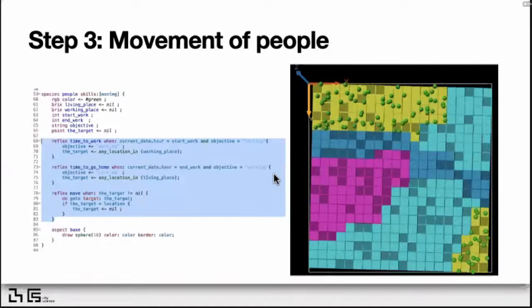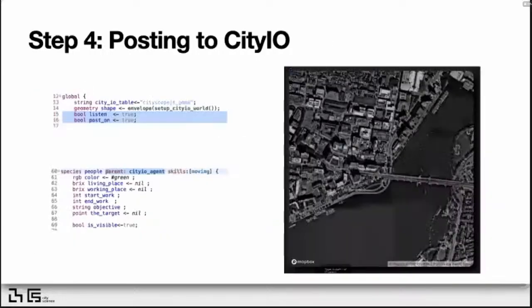Step three, movement of people. As before, this is very similar to the original road traffic tutorial, where you're just asking people to move between the residential and industrial cells, and you're giving them some time that they go to work and some time that they go back home.